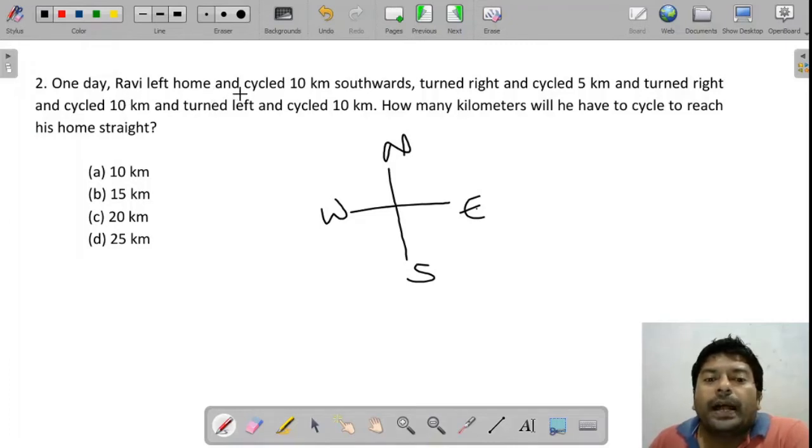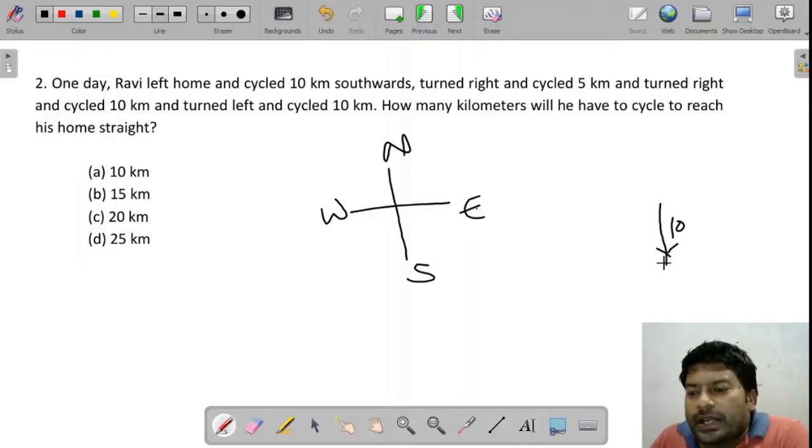Ravi left home and cycled 10 kilometers southward. Okay, so Ravi left home from here and traveled 10 kilometers. Then he turned right. He turned this way and traveled 5 kilometers and turned right again. He is traveling this side, and this will be his right. He traveled again 10 kilometers.